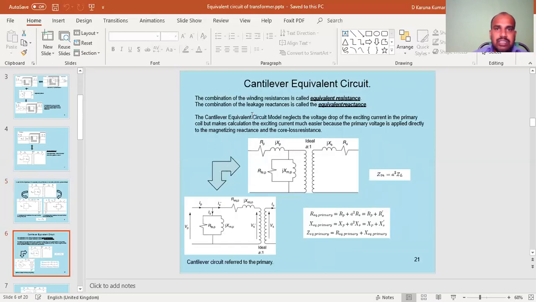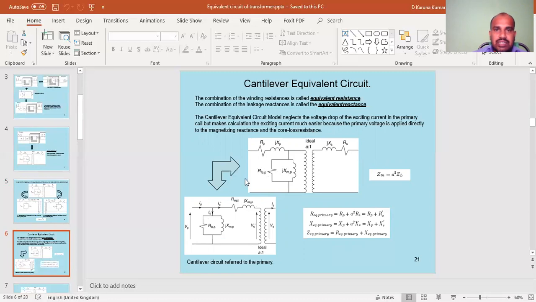Okay, this combination of the winding resistances is called the equivalent resistance. The combination of the leakage reactances is also called the equivalent reactance. Okay, this is the final equivalent circuit diagram of the transformer. This is the approximate circuit diagram referred to the primary. This is the final equivalent circuit diagram of the transformer.